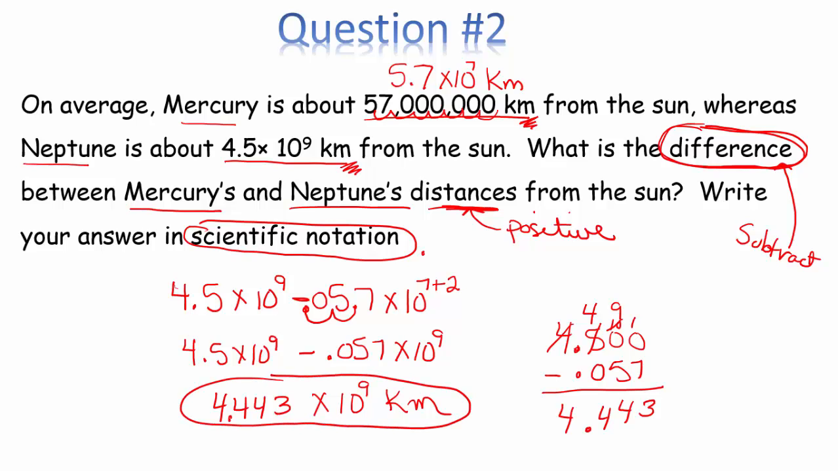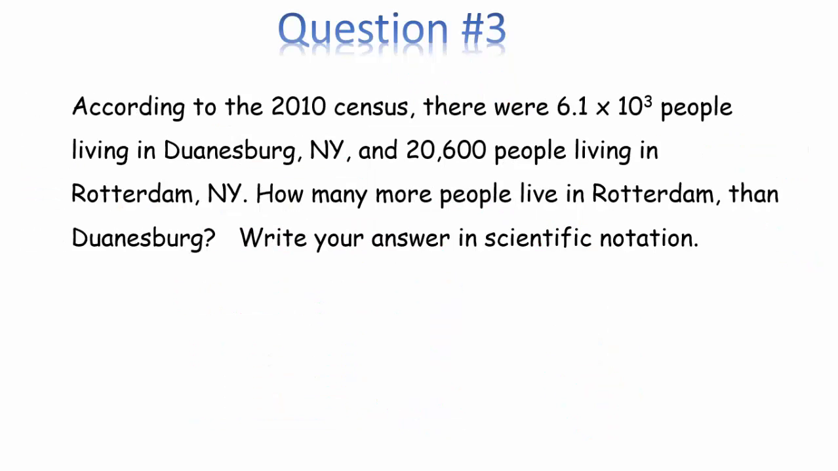Please make sure at any point, if you need the video paused, you just raise your hand. I'm sure the substitute is pausing it several times throughout, but if you find I'm going a little bit too fast, raise your hand. The substitute will pause the video for you. So we should have gotten 4.443 times 10 to the 9th kilometers. That's how much further Neptune is than Mercury from the sun.